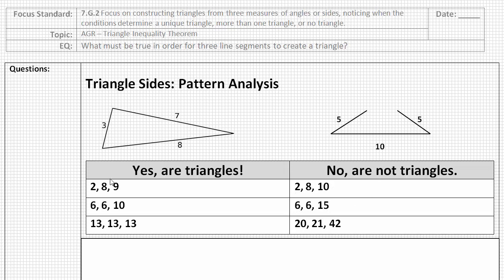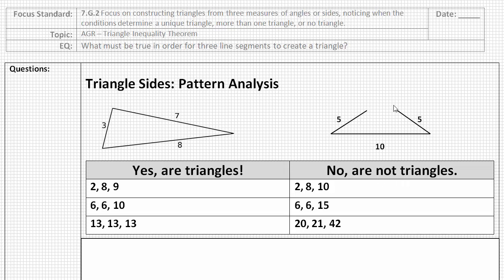So I want you to write these down, copy this table down, definitely leave some space, and see if you can figure out a pattern. What is unique about these sets of 3 numbers that is not true for these sets of 3 numbers? And this is our pattern analysis.